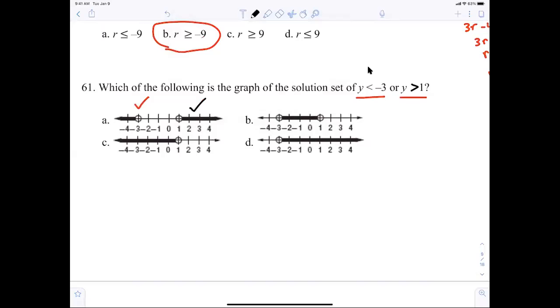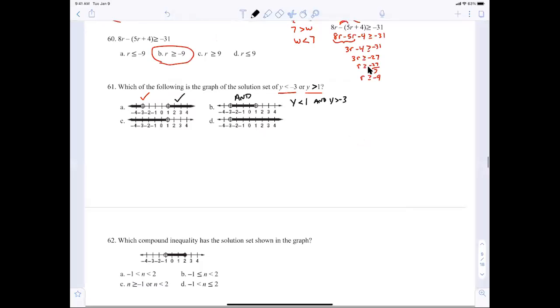All right, I know it's been a while. Or statement, and means they're running together. This would be the and statement. This would be if y is less than 1 and y is greater than negative 3. Okay? All right, here we go.